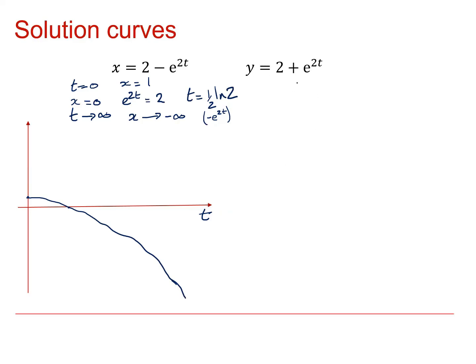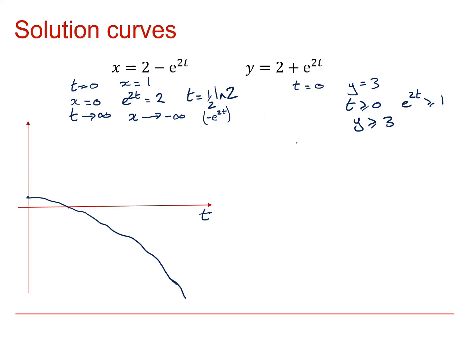Looking at y, a similar idea: when t equals 0, y is equal to 3. Again, we can get it from this equation, but we also know it from the initial conditions. We also know that if t is greater than or equal to 0, then e to the 2t is greater than or equal to 1, and so y is greater than or equal to 3.